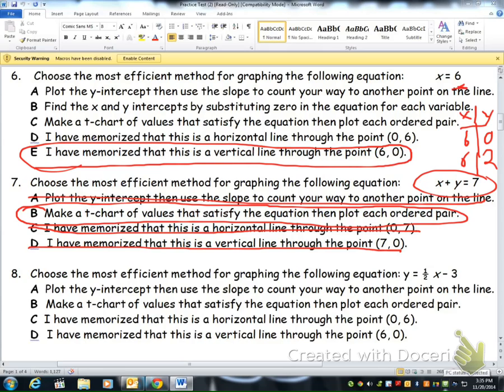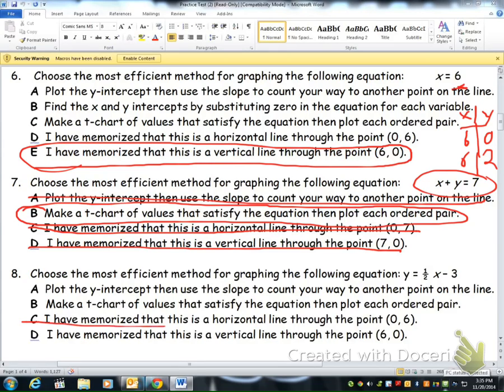I prefer slope-intercept form, so I usually rewrite most of them. But as far as the most simple way, look at this: x plus y equals 7. Well, if x is 3, then y would be 4, because 3 plus 4 is 7. If x is 2, then y would be 5, because 2 plus 5 is 7. So it's pretty easy to plot an x and y on a t-table and to be able to solve this one. Which gets us down to number 8.